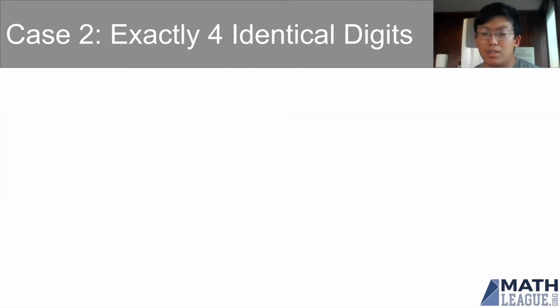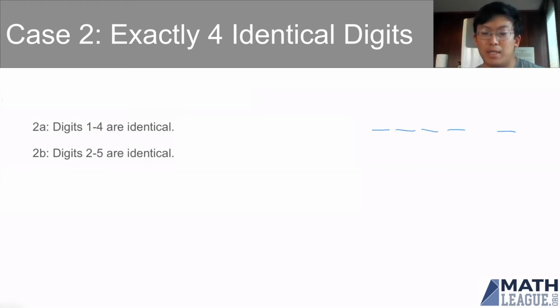Now, moving on to case 2, we have 4 consecutive identical digits. And this means that we can either have the first 4 digits be identical or the last 4 digits be identical. Now, if the first 4 digits are identical, then there are 9 choices for the first 4 digits, since the first digit cannot be 0. And let's say that we choose the digit 3 without loss of generality.